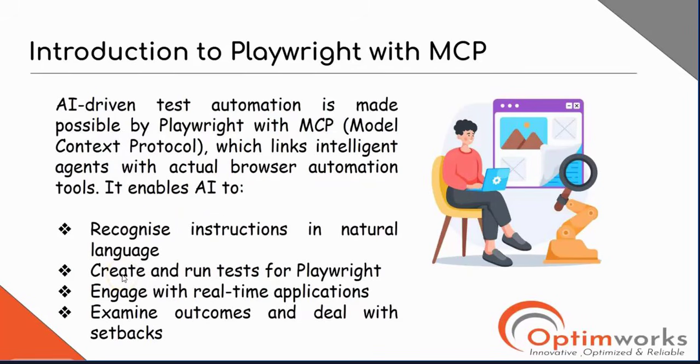MCP is like giving hands to the AI. Instead of just giving code, the AI can directly use a browser. It sees the screen, it clicks the buttons, it completes the task like a human. For example, if you say buy a laptop, the AI does not just write a script for it. It uses MCP to reach into the website, add the item to the cart, and tell you it's done.